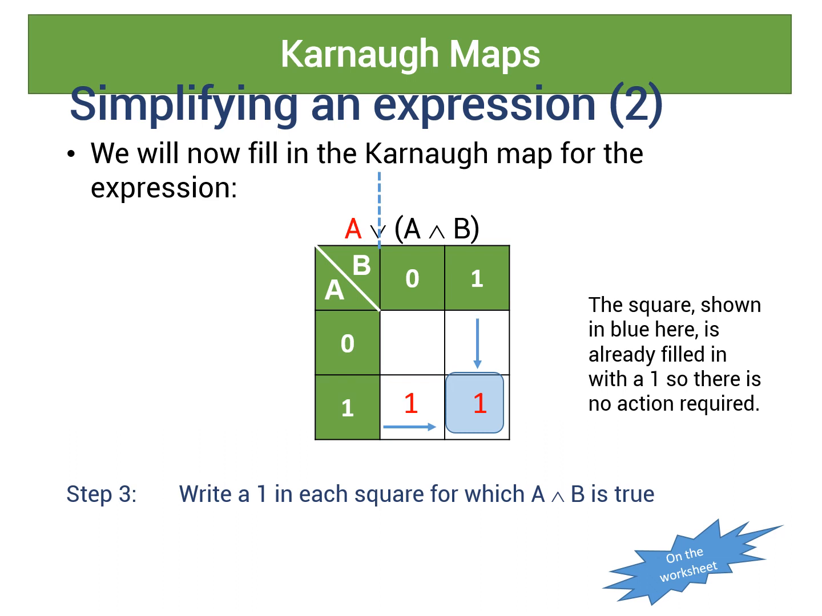If we think of the output of A AND B, you can see that A AND B is only going to be an output of 1 when both inputs are true. So we can put a 1 into this cell.